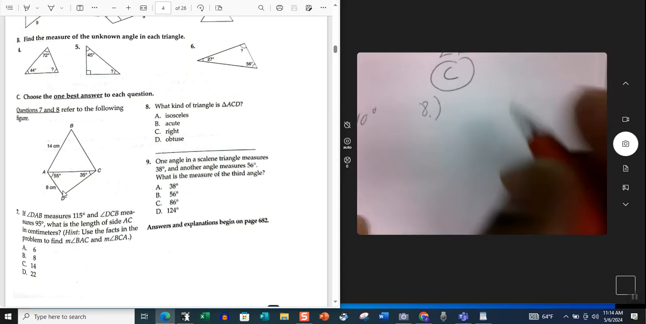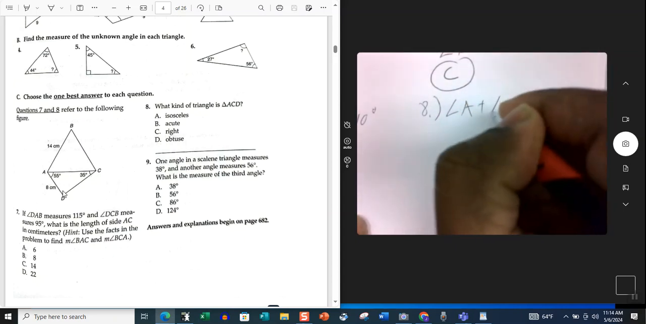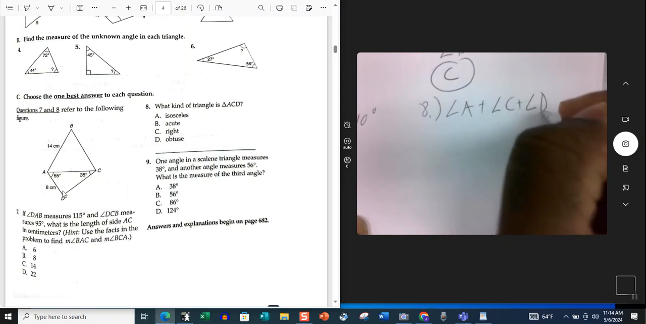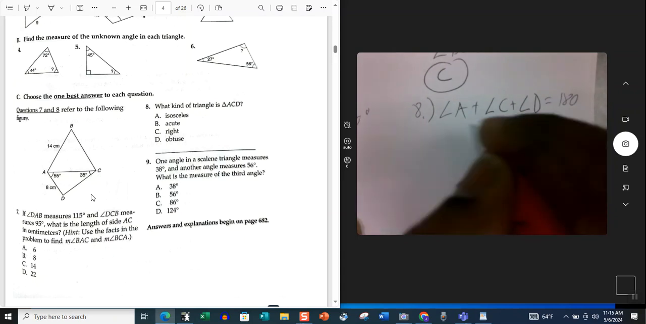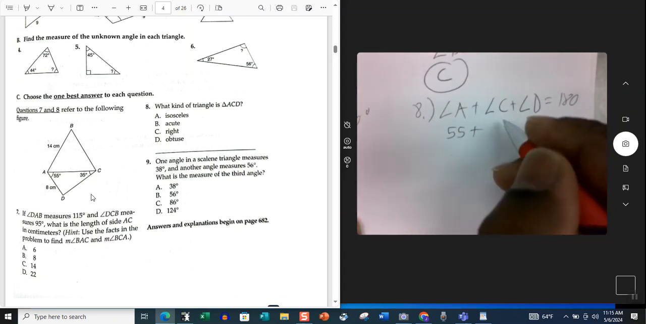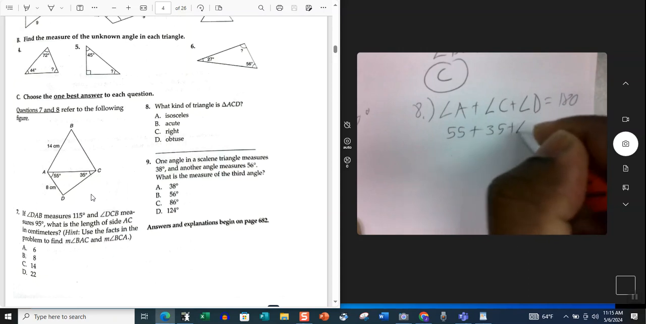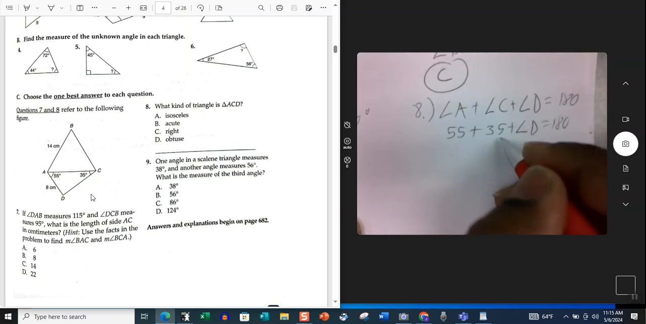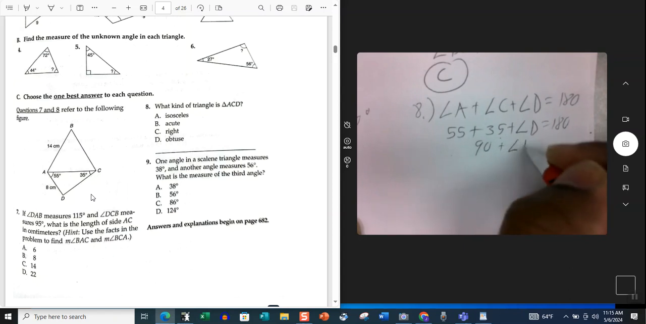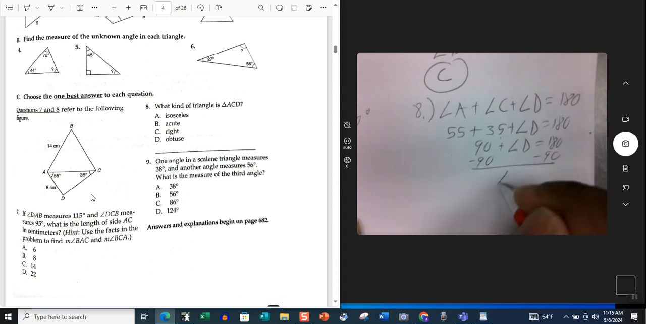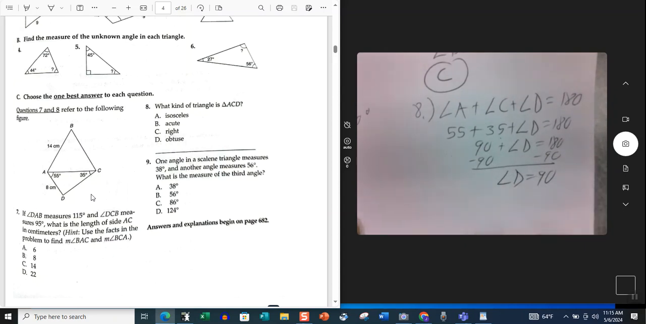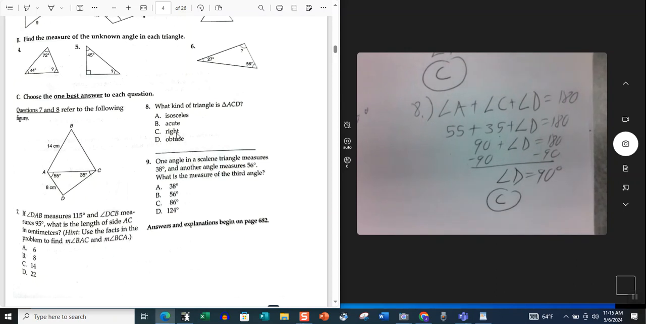So problem number 8, you got angle A plus angle C plus angle D has to equal 180. Angle A is 55. Angle C is 35, and we don't know what angle D is. 55 and 35 is 90. So we subtract 90 on both sides, and angle D is equal to 90. So that's 90 degrees. So that means that this triangle is a right triangle, which we have here, which is C. So it's a right triangle.